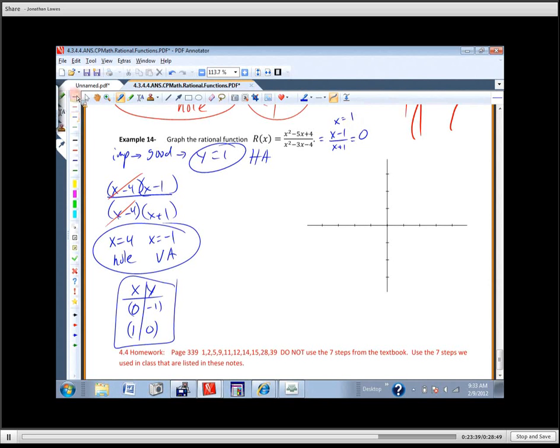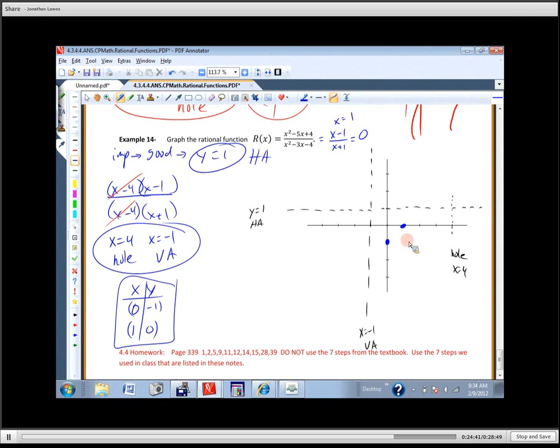Okay, let's start charting the information. Y equals 1. So there's our horizontal asymptote. Vertical asymptote at negative 1. What do we do for the hole again? Just draw a little line, okay? So we'll draw one about that big, little dotted line, and we'll write hole x equals 4. And then let's put some points on the graph. 0, negative 1 right here. 1, 0 right here.